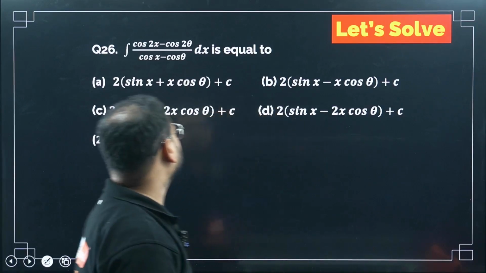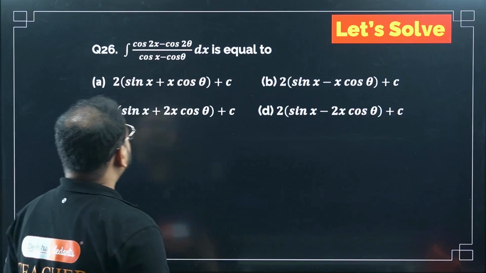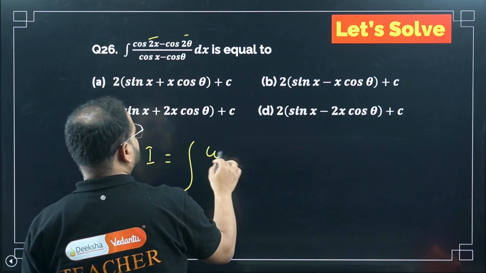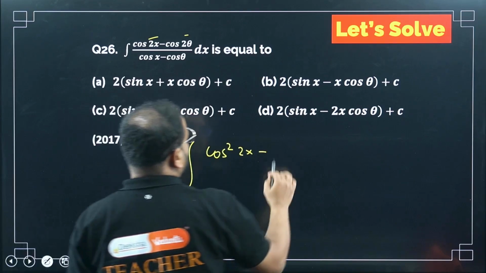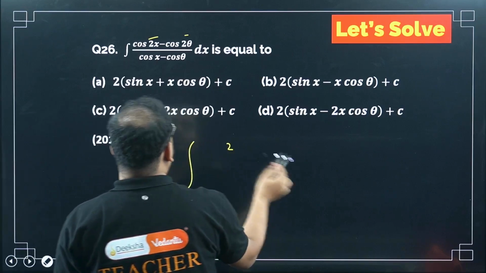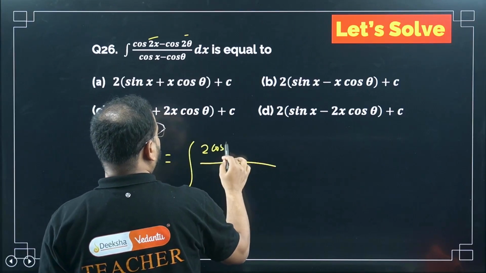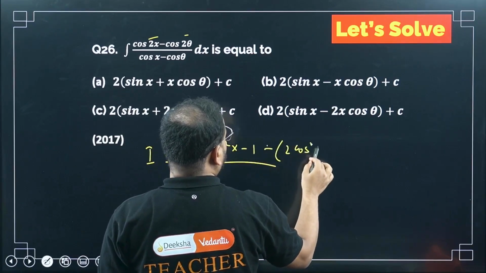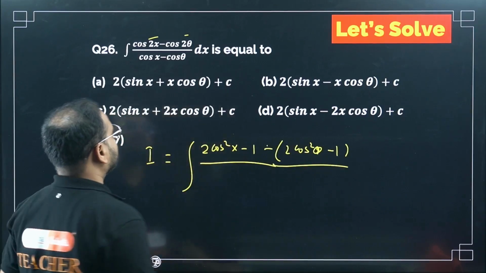Okay. 26th question number. Cos 2x minus cos 2 theta. Apply the formula, please. Very, very simple. How will I do it, sir? Cos 2x and cos 2 theta formula. It will become what? Cos square 2x minus sin square... not this one, because there is no sin. So we can use the other one. 2 cos square x minus 1, and there is a minus sign, so 2 cos square theta minus 1. Correct? Cos 2 theta is 2 cos square theta minus 1.